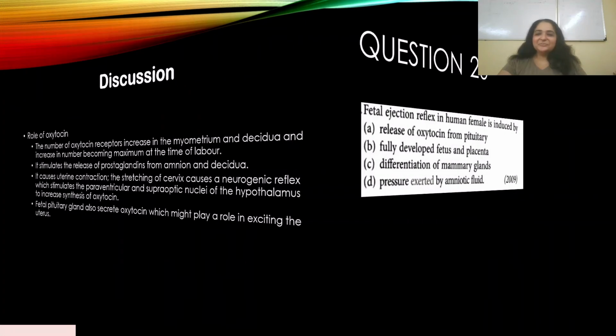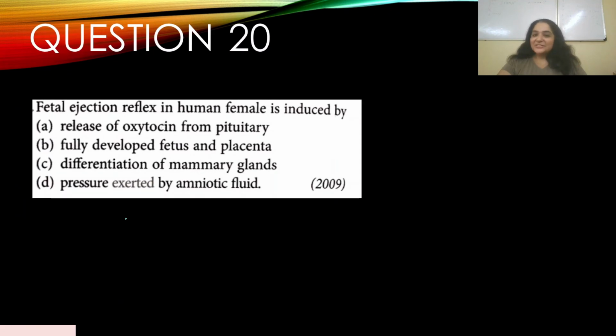Not discussing this further. All right, question number 20. I think all these questions are related to parturition. I've already explained parturition in complete detail, so now these questions have become very easy to answer, right? Fetal ejection reflex in human female is induced by, this appeared in 2009: release of oxytocin from pituitary, fully developed fetus and placenta, differentiation of mammary glands, pressure exerted by amniotic fluid. So the fetal ejection reflex is induced by the fully developed fetus and placenta, which then later allows oxytocin to be secreted. So the answer is B.